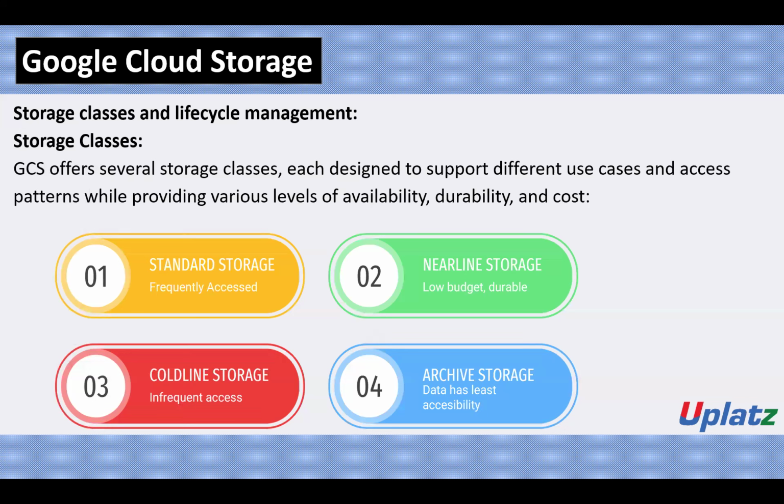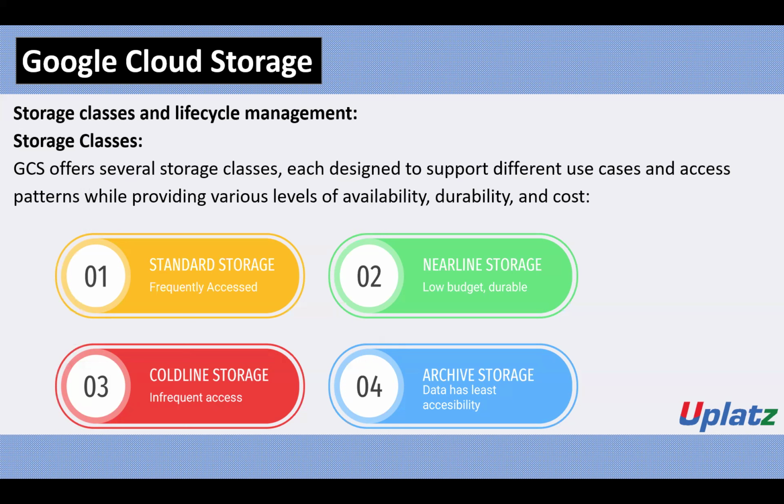After every 30 days, or one time in a month, you can go ahead with the nearline storage. In coldline storage, you are going to have infrequent access. So if you would like to access the data, for example, one time in every 90 days, then you can go ahead with the coldline storage. And the fourth one is archival storage. So data has the least accessibility. Let's suppose you would like to access the data one time in a whole year. Then you can go ahead with the archive storage.